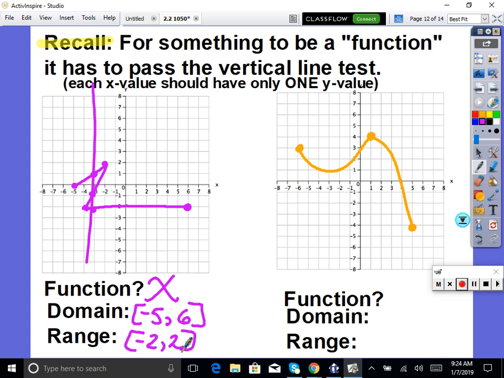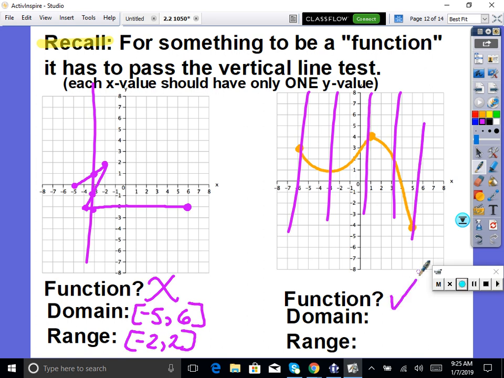Okay, moving on to this one. Does this one pass the vertical line test? Is this one considered a function? Yeah, each x only has one y. All right, so yes, it's a function. Our domain would be from, it looks like -6 up to 5, isn't it? -6 up to 5. And our range is ranging between, lowest value is -4 up to 4.